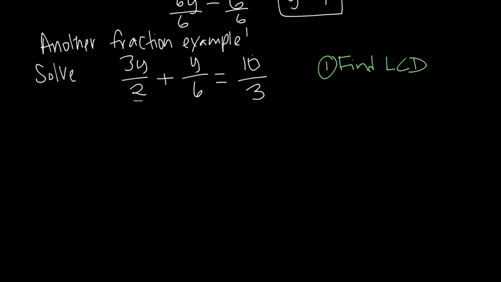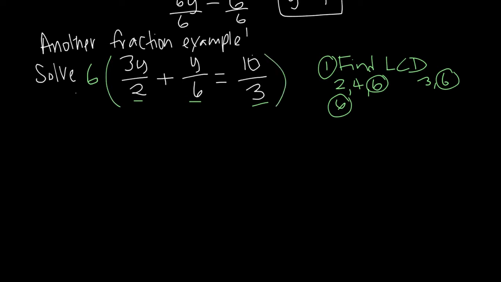We can do that by listing out multiples of the denominators so they all line up. So with the 2: 2, then 4, then 6. With the 6, we already have 6. With the 3, we would do 3 and then 6. So we see that the first place they line up is 6. So we're going to multiply this whole problem by 6 over 1.